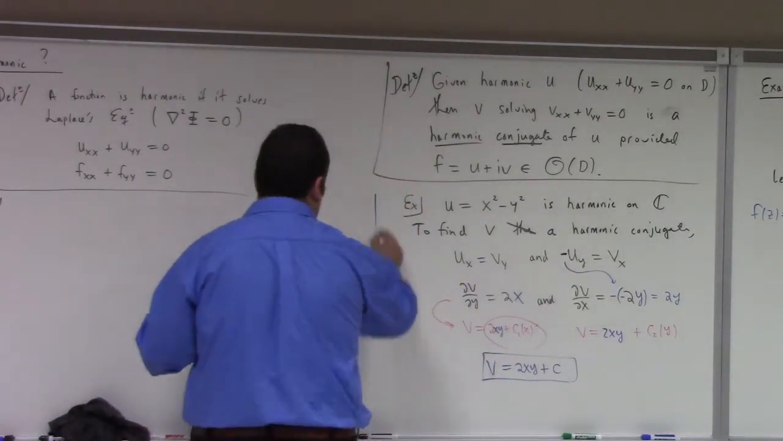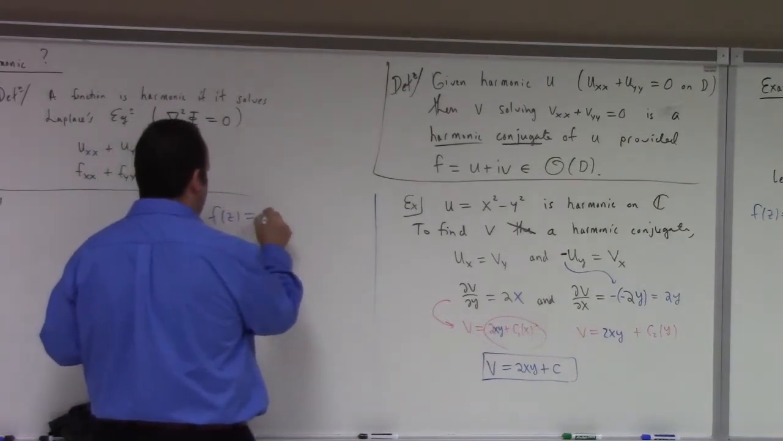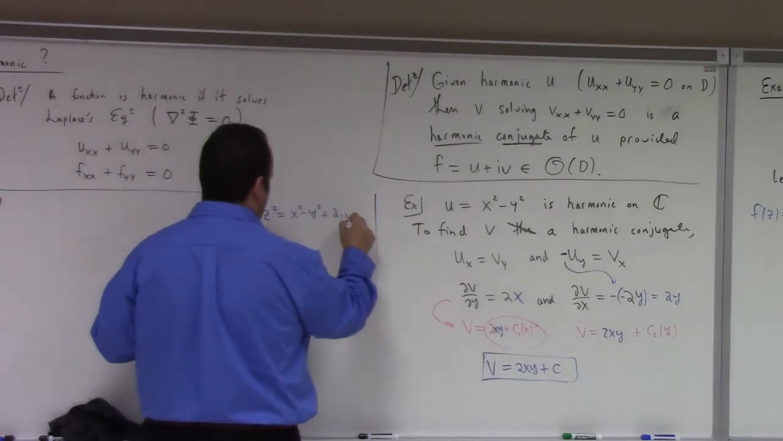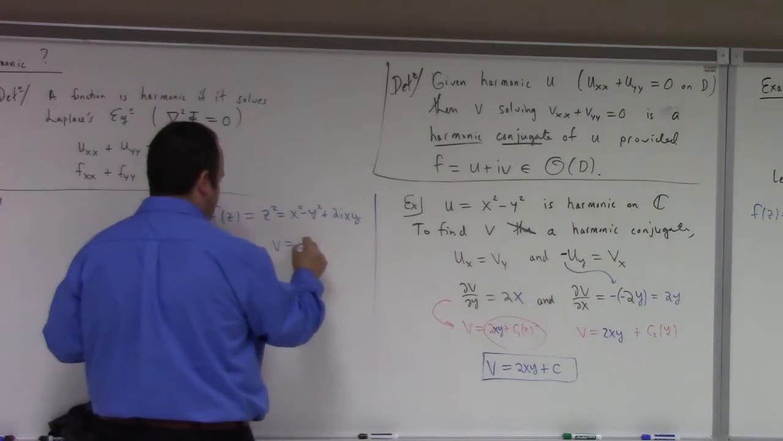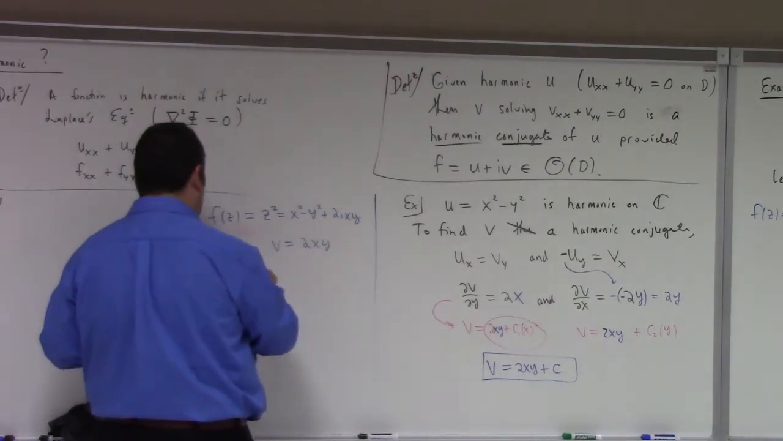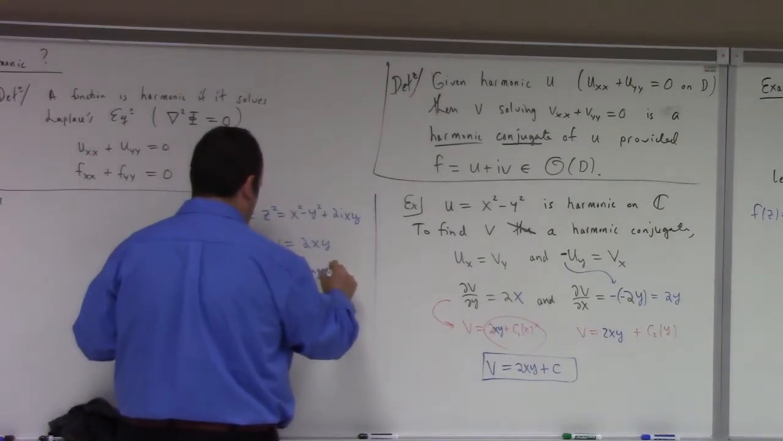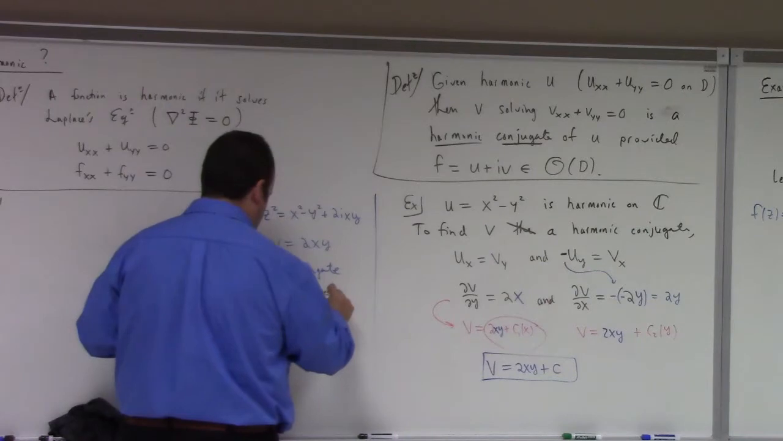Now, what's the other way of doing this? The other way is to say f of z equals z squared is x squared minus y squared plus 2ixy. So thus v equals 2xy is a harmonic conjugate of u equals x squared minus y squared. Solution.